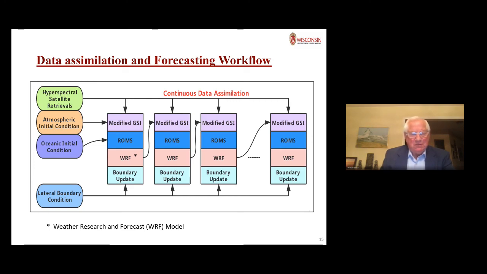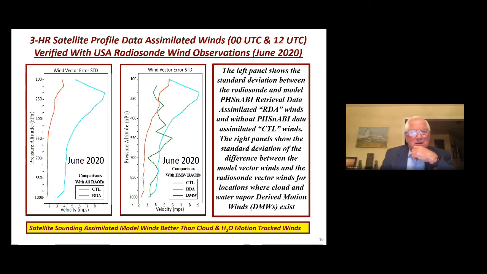For the whole month of June, I'll show you the wind vector error. This is from 3 hours of assimilating data compared to radiosonde data. And this is the error. It's only like 2 meters per second, less than 2 meters, 1 meter per second or so, when you assimilate the satellite data, compared to what the model produces if you don't include the satellite soundings, which is 2 or 3 times poorer than using the satellite data.